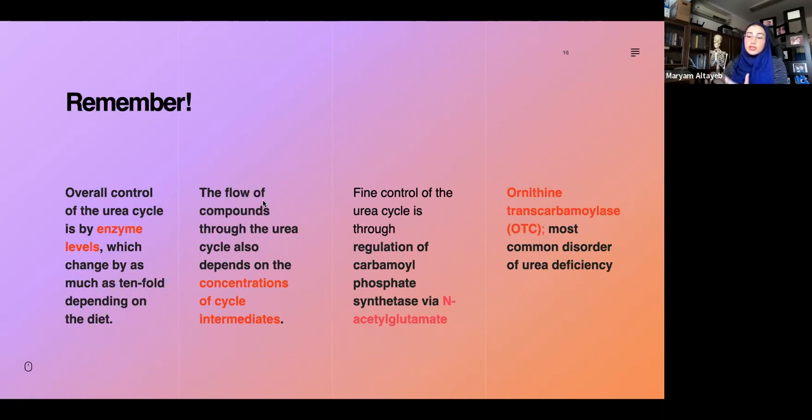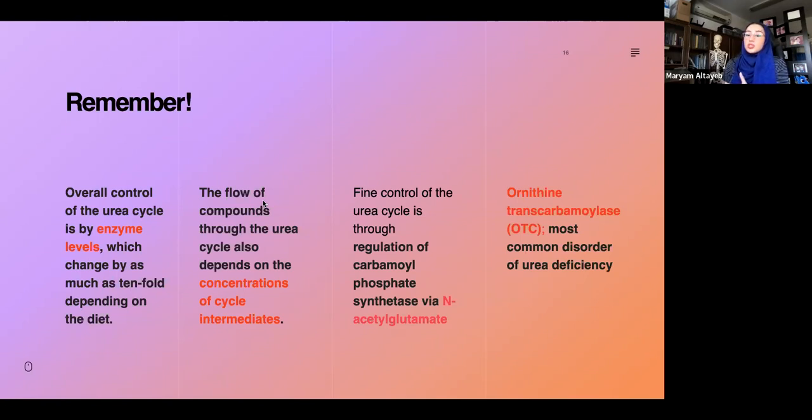So we're going to have more enzyme levels related to the urea cycle because you're consuming high protein. Think of bodybuilders, for example. And then second to that, the flow of compounds through the urea cycle also depends on the concentration of the cycle intermediates. So what does that mean?